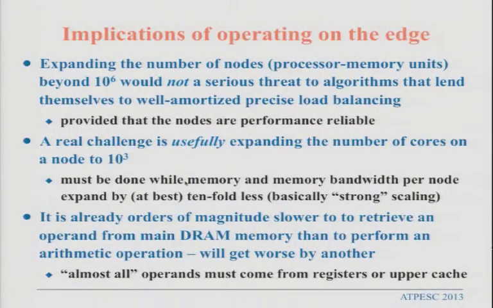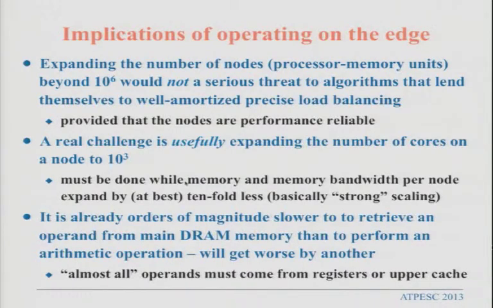But the real challenge is expanding the number of cores on a node up to around 1,000, and what kind of cores they are. I mean, in some sense, the Titan is already more than 1,000 if you count each of the little CUDA cores as a core, but Peter discounted those. But this shared memory strong scaling has to happen without much improvement in memory and memory bandwidth, and in fact, a degradation on a per core basis.